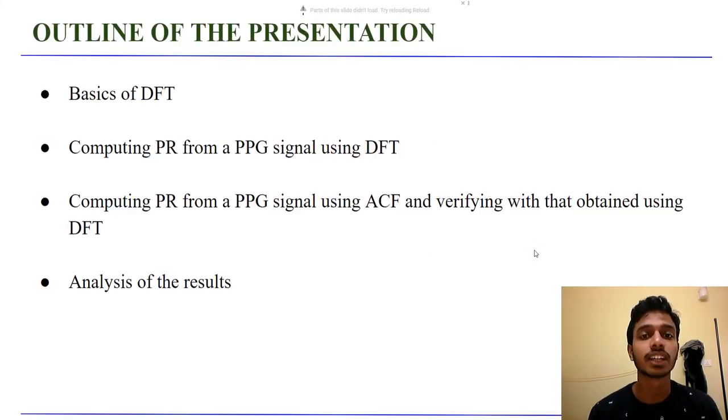This is the outline of the presentation. We'll start with the basics of DFT, that is discrete Fourier transform, followed by computing pulse rate from a PPG signal using discrete Fourier transform. This would be followed by computing pulse rate from a PPG signal using autocorrelation function and verifying the results of discrete Fourier transform with that of autocorrelation function to be double sure that both are working in accordance with each other. And this would be followed by the analysis of the results.